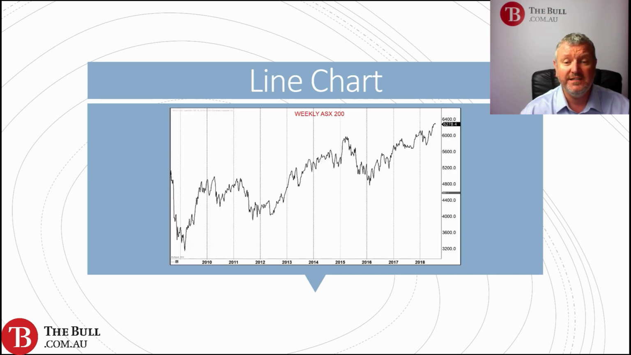So it looks like this. So this is a weekly chart on ASX 200. This would actually be daily closes in here. So each point is a close on a weekly basis, and it's connecting those closes to form a line chart. So that's the most basic chart we can have.